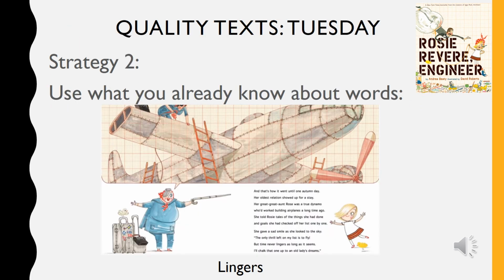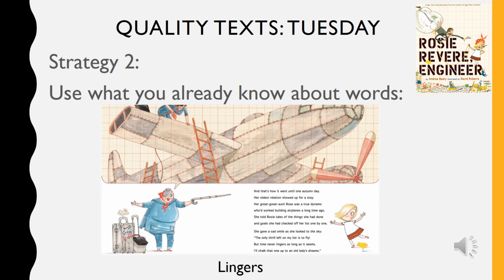We are going to have a look at the second strategy, which is using what you already know about words to figure out unknown words in the story. So the word we're focusing on today is lingers. On this page, Rosie's aunt has come to visit and she says the only thing left on her list of things to do is to fly. But she says time never lingers as long as it seems.